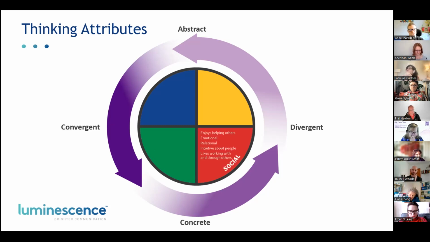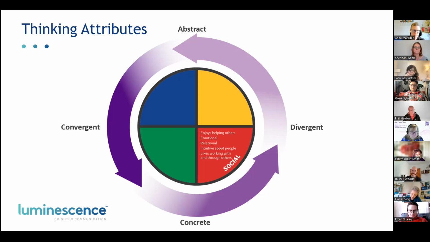We've got social, which I like to reframe as relational, because it doesn't necessarily mean that you like people. It just means that you tend to be relational, intuitive about people. You'll talk through a story rather than a data point. You enjoy helping others, and you tend to be emotionally in tune with others. So this social way of understanding the world, their question or our question is who? Who does this affect? Who am I talking to?